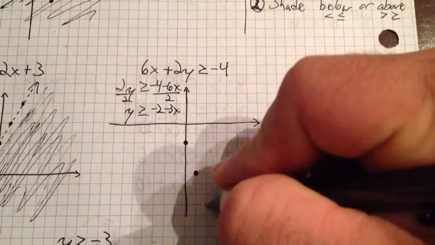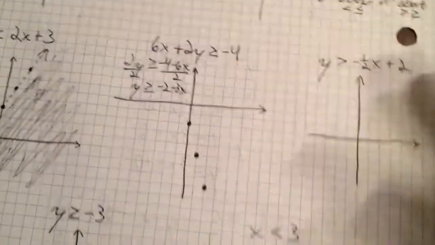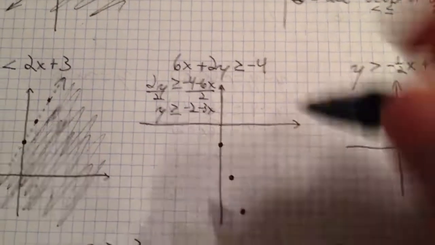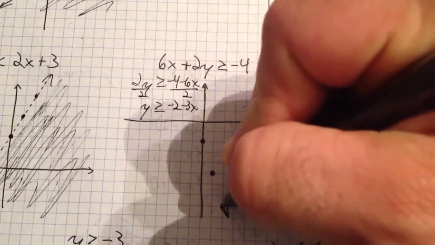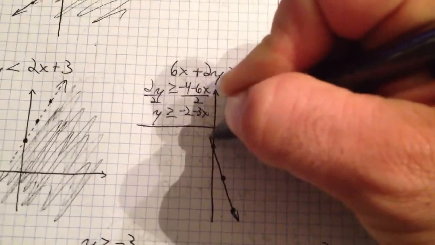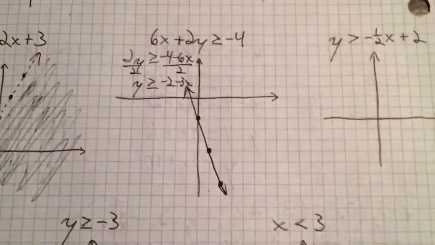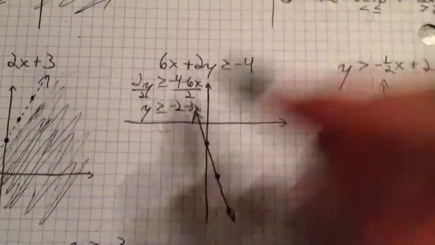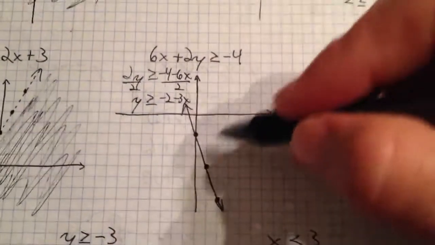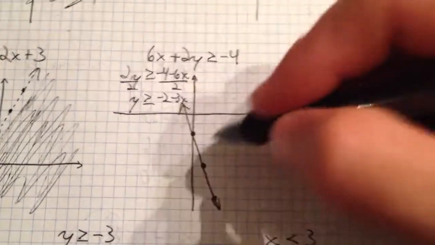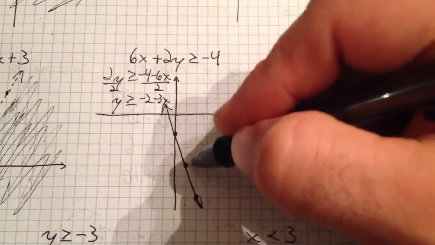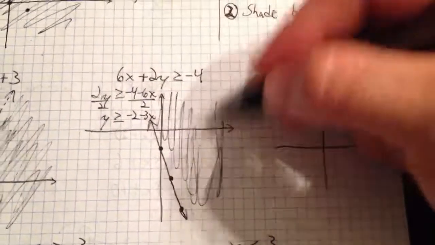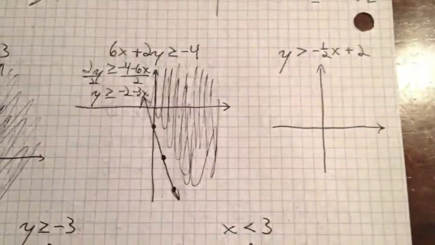down 3 over 1, you can connect your dots with a solid line, because the equal to symbol tells me that every point on this line is a solution. But you also have the shading. Greater than tells me to shade above the line. So if I put my finger or my pencil on the line, I will shade above the line this way.